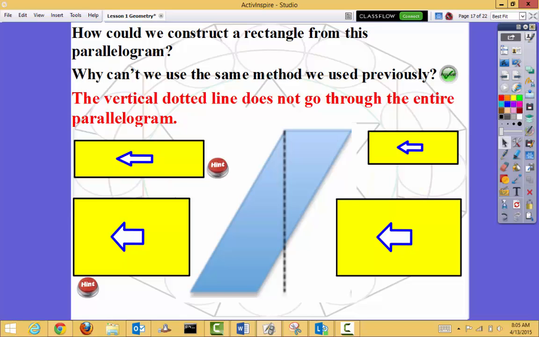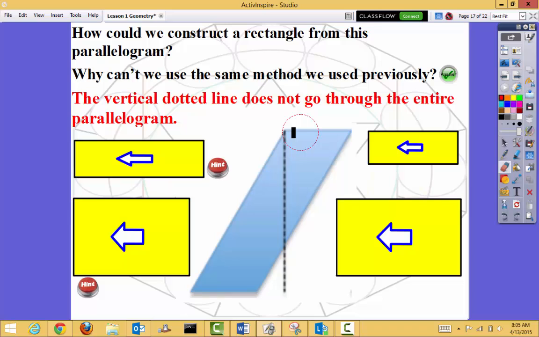Well, you'll notice the vertical dotted line does not go through the entire parallelogram. I'm not starting at the bottom and getting a perpendicular line. You'll notice here my perpendicular line is good. It's 90 degrees, but it's not even touching my parallelogram down here.